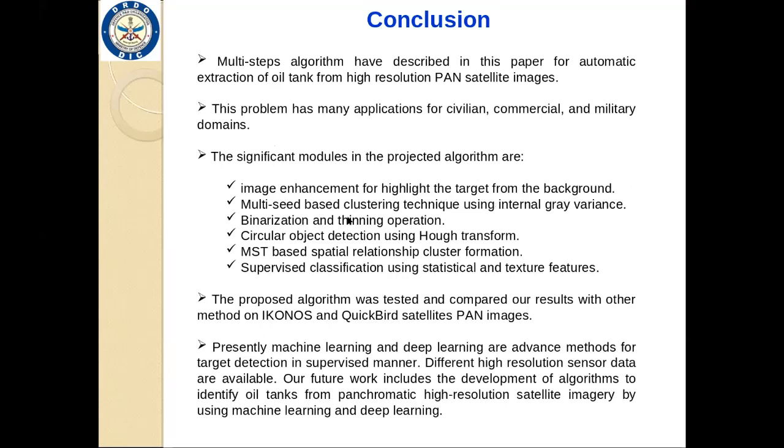Then we apply binarization and thinning operations, followed by circular object detection by Hough transform. Then the image spatial resolution relationship is used for cluster formation, and supervised classification using statistical and textural features. We have applied this to Ikonos and QuickBird data.